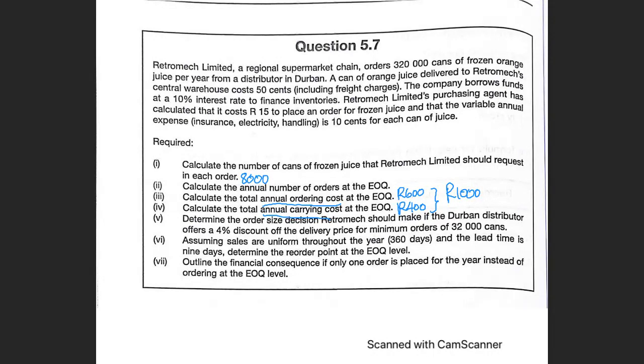Now, what they're saying is compare that 1,000 Rand to what would happen if, instead of placing 40 orders, as we calculated in the last question, we only placed one order for the year. When we placed 40 orders, it cost us 1,000 Rand in total to place the orders as well as to hold the inventory. Now we want to know the difference in the cost.